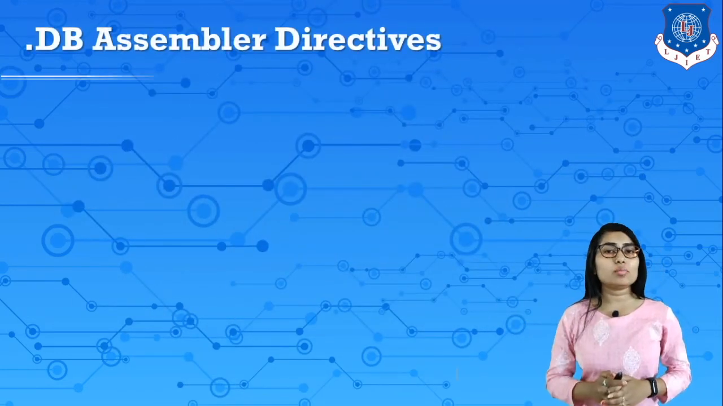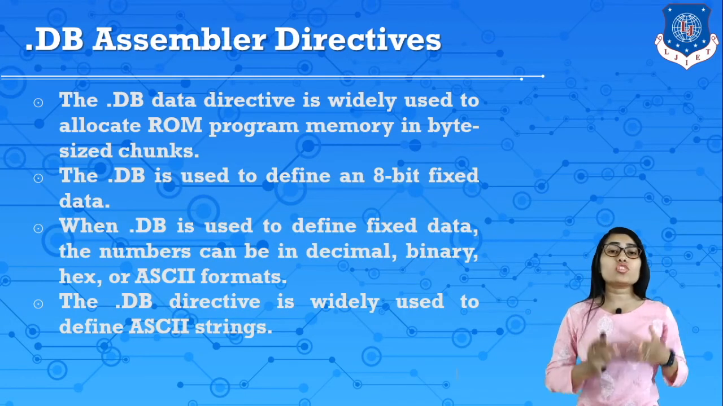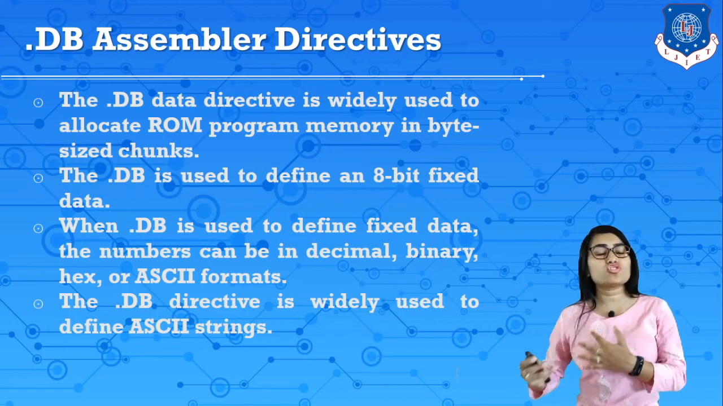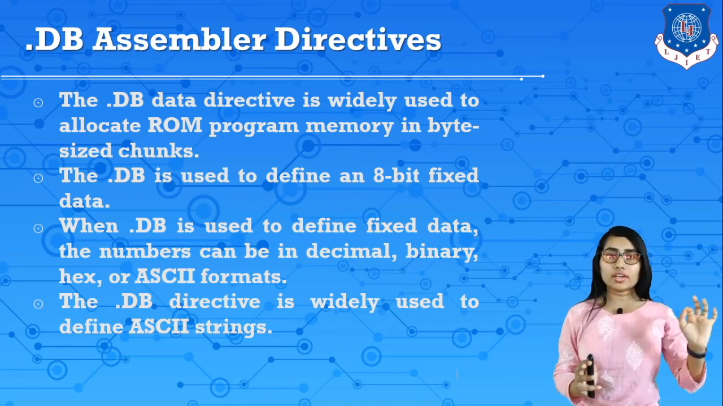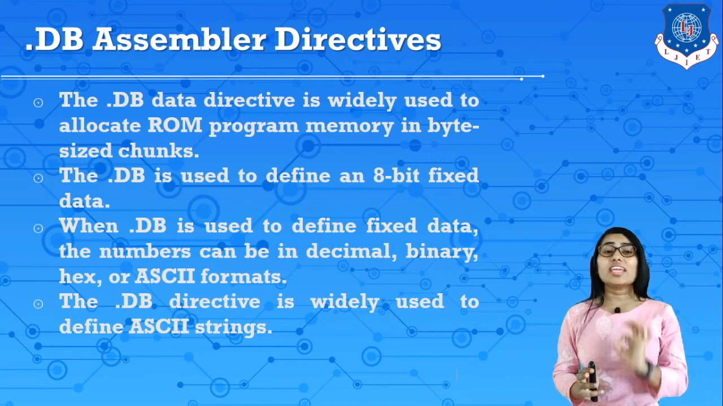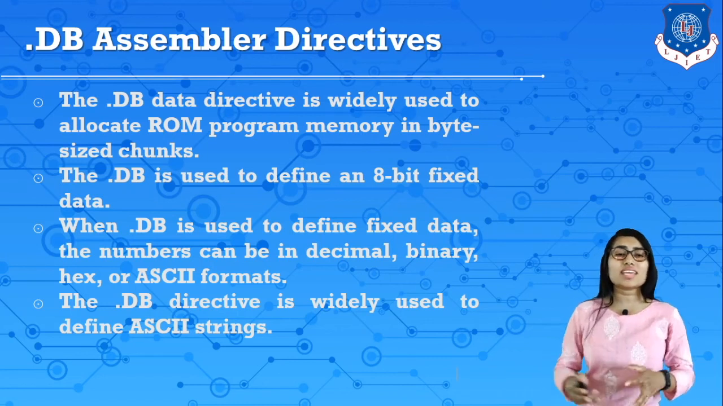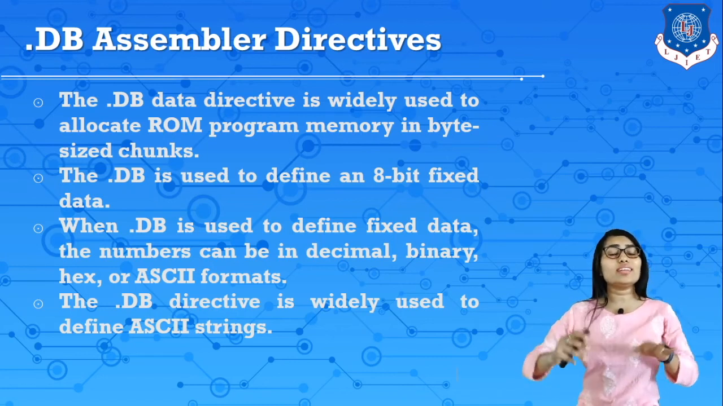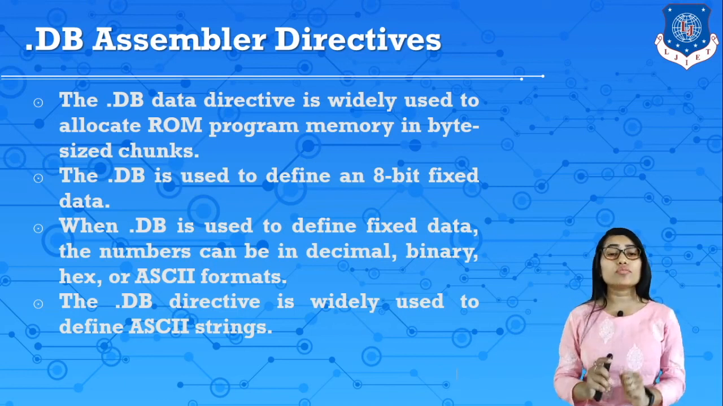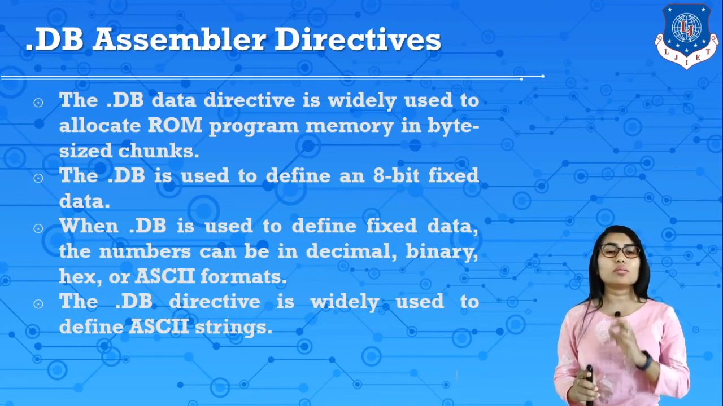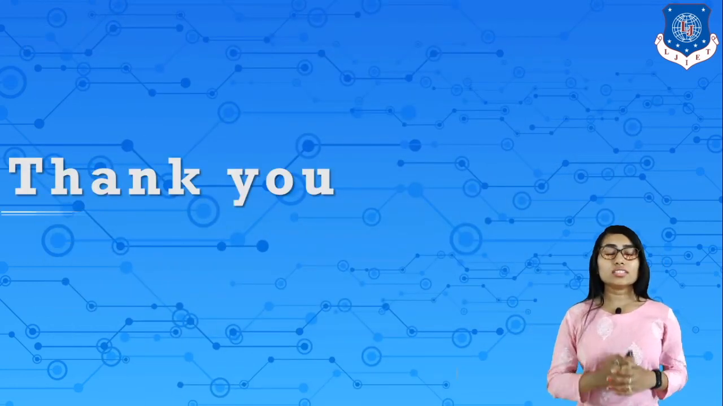Next, the .db directive. The .db data directive is widely used to allocate ROM program memory in byte-sized chunks. .db is used to define 8-bit fixed data. When .db is used to define fixed data, the numbers can be in decimal, binary, hex, or ASCII format. The .db directive is also widely used to define ASCII strings. So these are all the assembler directives.